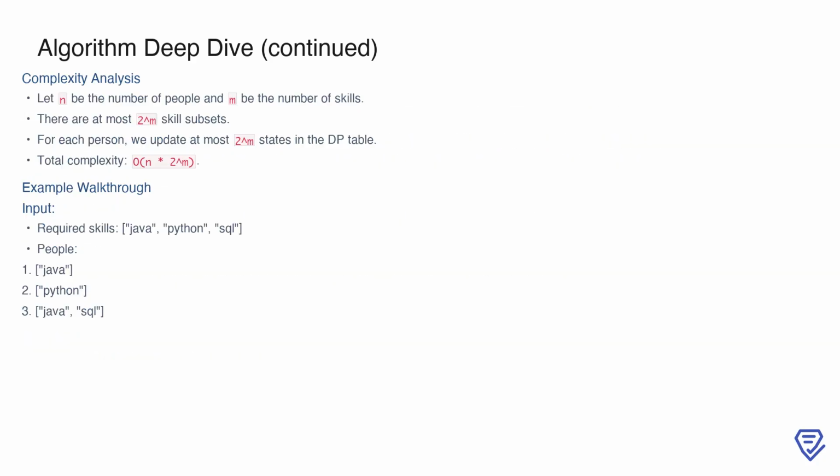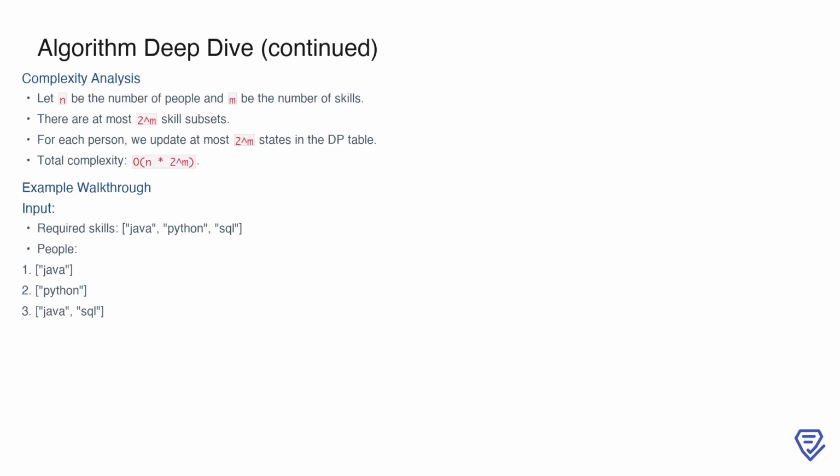Let's analyze the complexity of this approach. Suppose there are n people and m required skills. The number of possible skill subsets is at most 2^m, which corresponds to all potential combinations of skills. For each person, we may update up to 2^m states in the DP table. Therefore, the total time complexity is O(n * 2^m). While this may seem exponential with respect to the number of skills, it is efficient given that m is typically small in practice. To better understand how the algorithm works, consider an example.